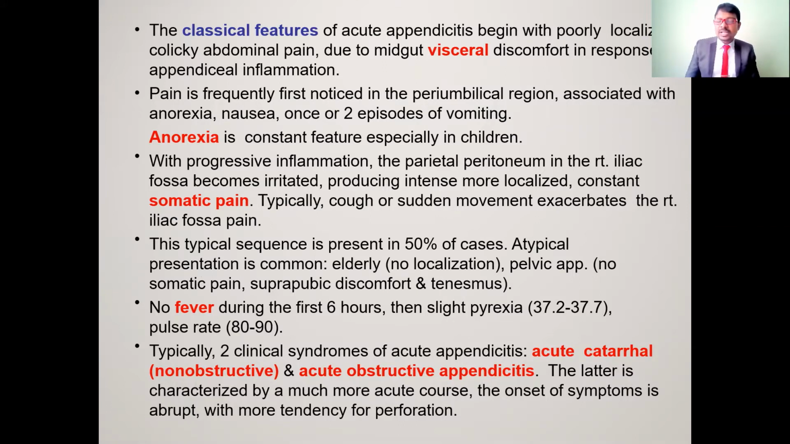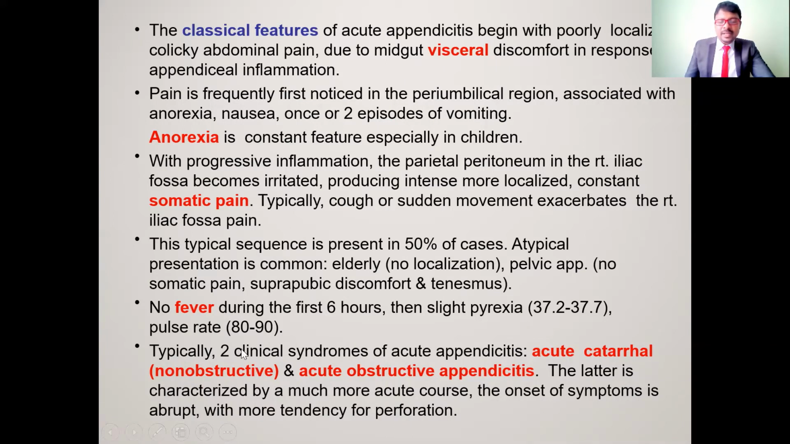In the elderly, there is no localization, and pelvic appendicitis gives no somatic pain, but suprapubic discomfort. We find these features especially in elderly people and in cases of pelvic appendicitis. There is no fever during the first 6 hours, but slight pyrexia happens after 6 hours, so the temperature may increase. The pulse rate also increases to 80 to 90 beats per minute.